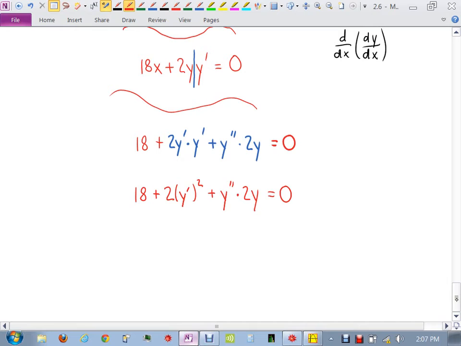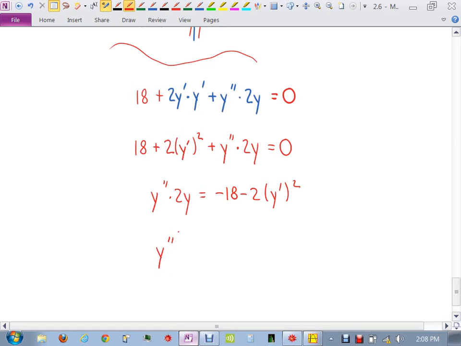So I'm going to move the 18 and the other part to the other side. So it becomes negative 18 minus 2y prime squared. And then divide by what? 2y. So I'm going to reduce everything by 2. Negative 9 minus y prime squared all over what? Y. So I really divided by 2y, but I already canceled out a factor of 2 from everything. That's it.